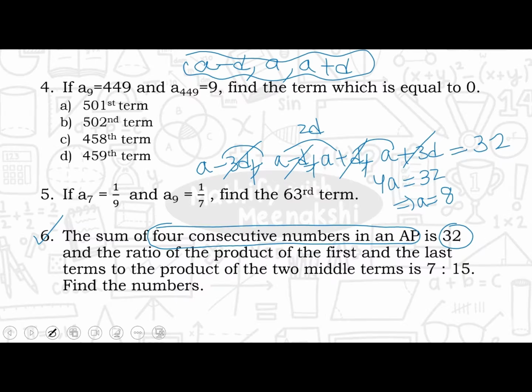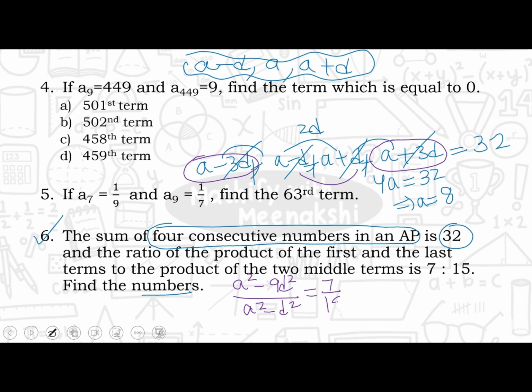Let's move to the question again. Now we know our value of a. Now they are saying that you have to find the numbers. For the numbers we need the value of d also, so we have to find d now. So let's see that. Now they are saying the product of the first and last term. What's the product of the first and last term? A minus 3d and a plus 3d. You can use the identity here, a minus b into a plus b, that is a square minus b square. Here b is 3d, so you can write 9d square. Second, they are saying the product of the two middle ones, like a minus d into a plus d, again a square minus d square. That is given to you as 7 by 15.